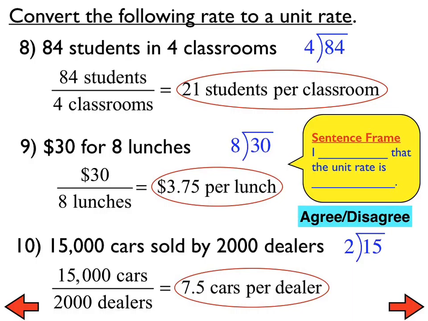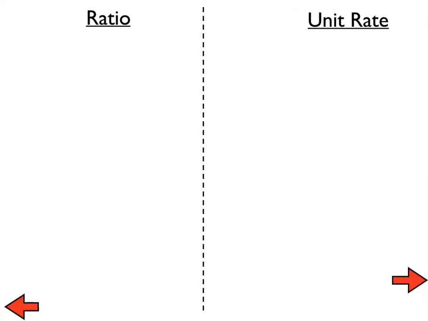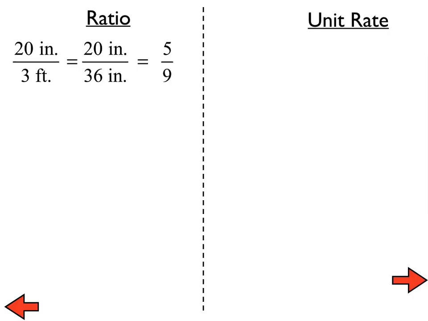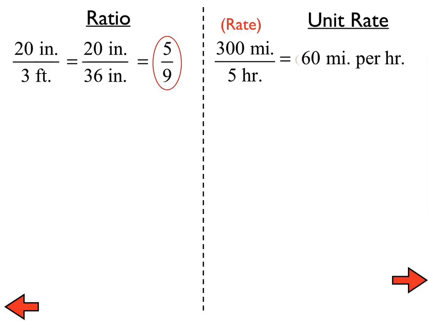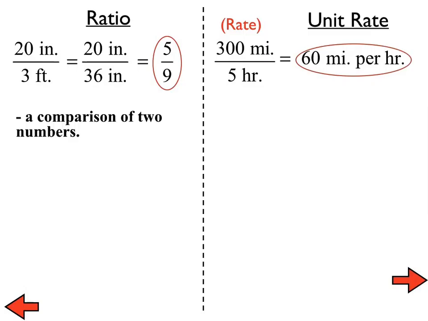Okay, so let's now look at a quick comparison of these two things we've been talking about. Ratios. If I have similar things like inches and feet, those are almost the same thing, right? I can make them the same thing, make them both inches, and then I have to reduce it to get my fraction and also write it with a colon. A unit rate is two different things. Miles and hours are totally different. I have to divide this rate to get my unit rate, 60 miles per hour.